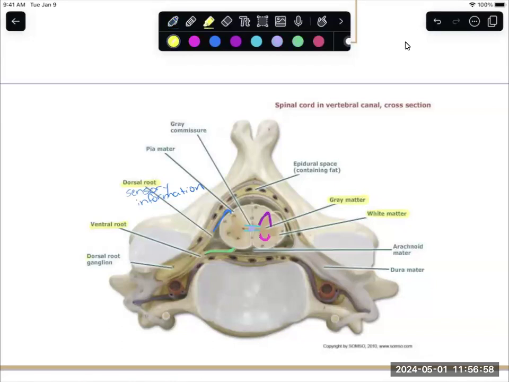Sensory neurons keep their cell bodies outside of that spinal cord. So they are found in this dorsal root ganglion, which is found at this enlargement right around here. Those dorsal root ganglia contain all of the cell bodies of the sensory neurons as this information is coming into that spinal cord.